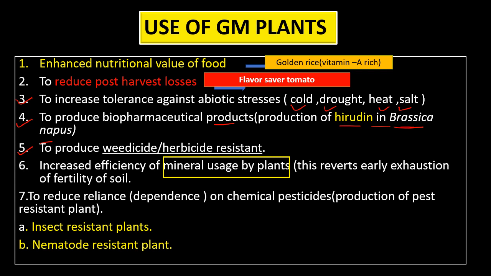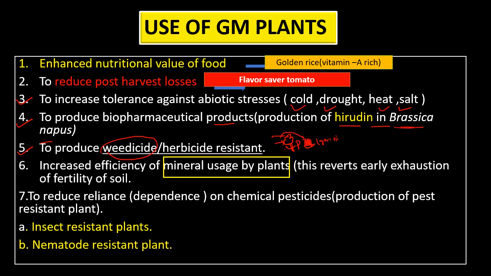Now, to produce weedicide-resistant plants. Weedicides: let's consider this is a productive plant, and these are weeds. When you use some chemicals for weeds, these plants normally degrade or are destroyed. But when you use the weedicide on a genetically modified plant, only the weeds are destroyed, not the productive plant.